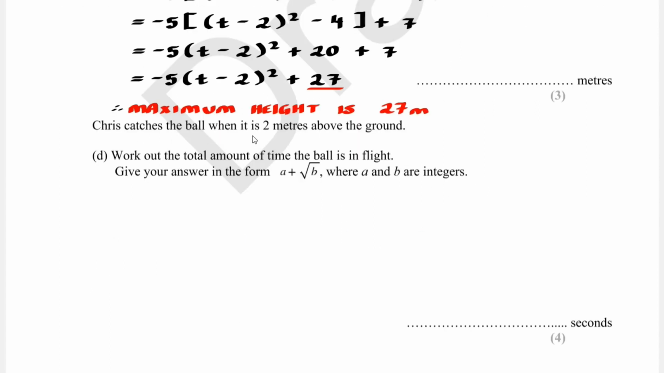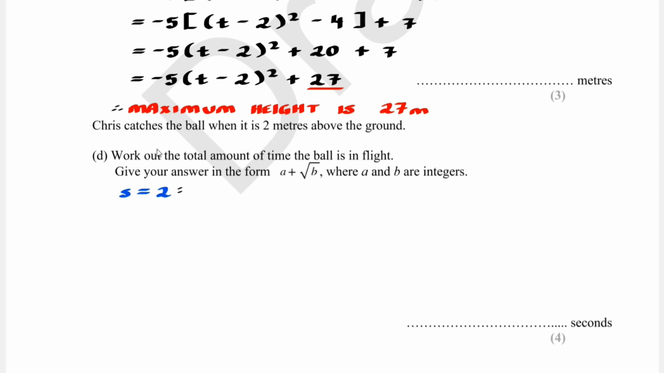Chris catches the ball when it is 2 meters above the ground. Part D, work out the total amount of time the ball is in flight. Give your answer in the form a plus root b, where a and b are integers. So what we need to do is set s equal to 2, and then find the appropriate value of t.